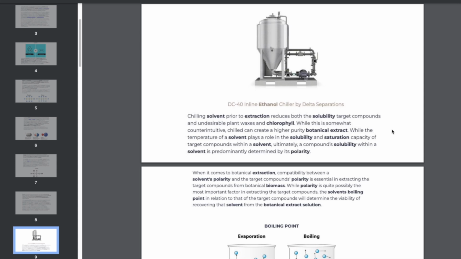While the temperature of a solvent plays a role in the solubility and saturation capacity of target compounds within a solvent, ultimately a compound's solubility within a solvent is predominantly determined by its polarity. So polarity is the most important when determining selectivity, and then finally temperature variation comes into play as well to either decrease or increase both the solubility and the saturation of the either desirable or undesirable compounds that we would like to remove into our carrier solvent so that we may concentrate them later, namely to turn them into something that we can smoke, right?